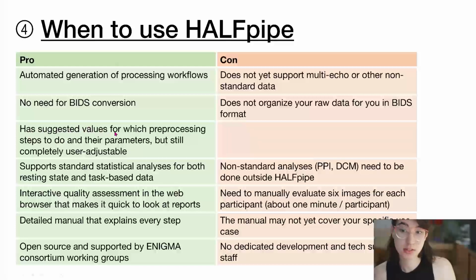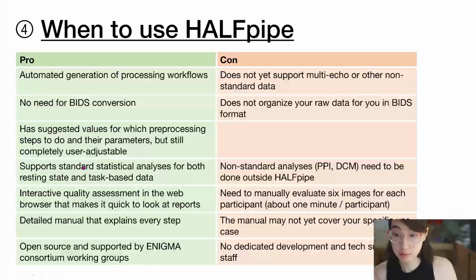So we have suggested values for which pre-processing steps to do and their parameters, but it's still completely user adjustable. Even if you can't adjust it in the user interface, because we fix it there to make the user interface a bit less overwhelming and complex, you can always still do that in the configuration files by editing them. The file is actually called spec.json, just in your working directory. It's also, I think, documented in the README on the GitHub page, which I'm going to show in a second.